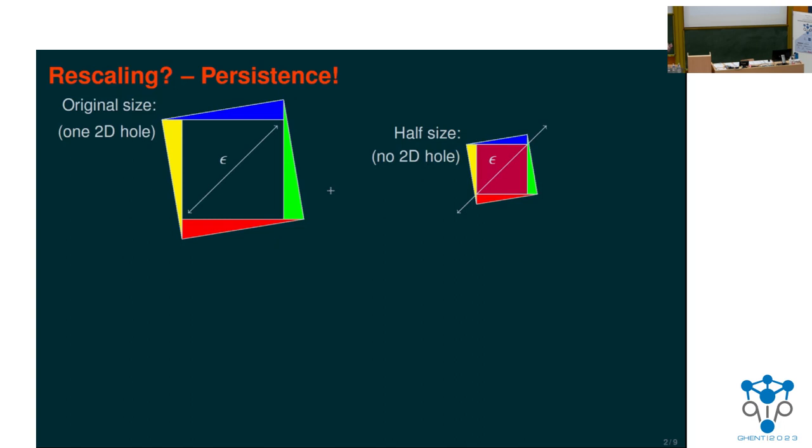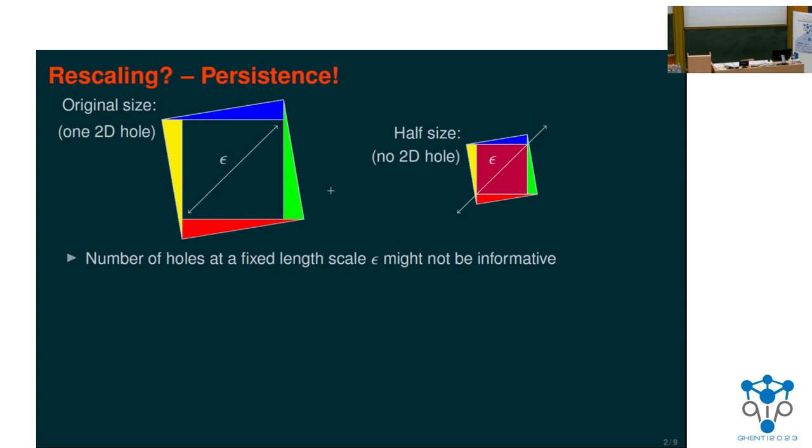However, if I just scale the entire data set by a factor of half, now suddenly everything becomes close together and everything is filled. So whereas one version of the object has a hole, the other version doesn't, although topologically they should be the same. So that's an issue with looking at a single Betti number. That's why it's not necessarily informative enough to look at a single Betti number.